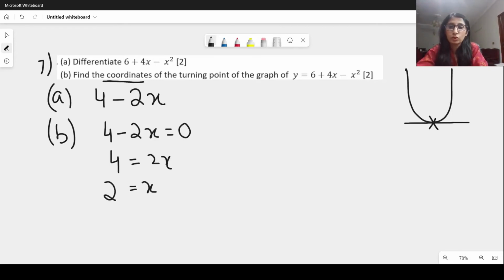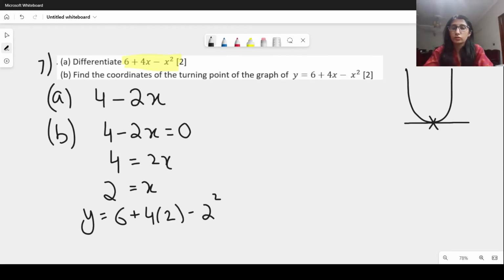The question says coordinates. That means we also need the value of y. So put this 2 back in the original equation to get the corresponding value of y. So that's going to be y equals 6 plus 4 times 2 minus 2 squared. So 6 plus 4 times 2 minus 2 squared is 10. So the coordinates of the turning point are (2, 10). Okay, moving on.